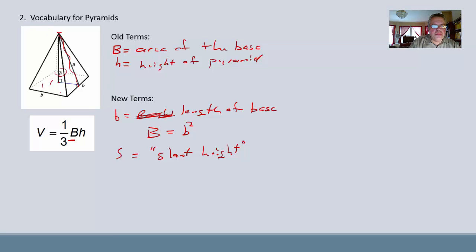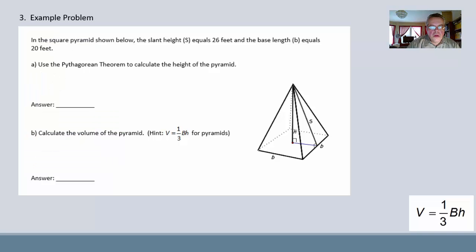That's no problem. We just put up a ruler by the pyramid and measure the slant height. The actual height's a little bit harder. Okay. So that's the vocabulary. Here's the problem. So here's an example problem, and to be honest, this was kind of taken from the quiz.